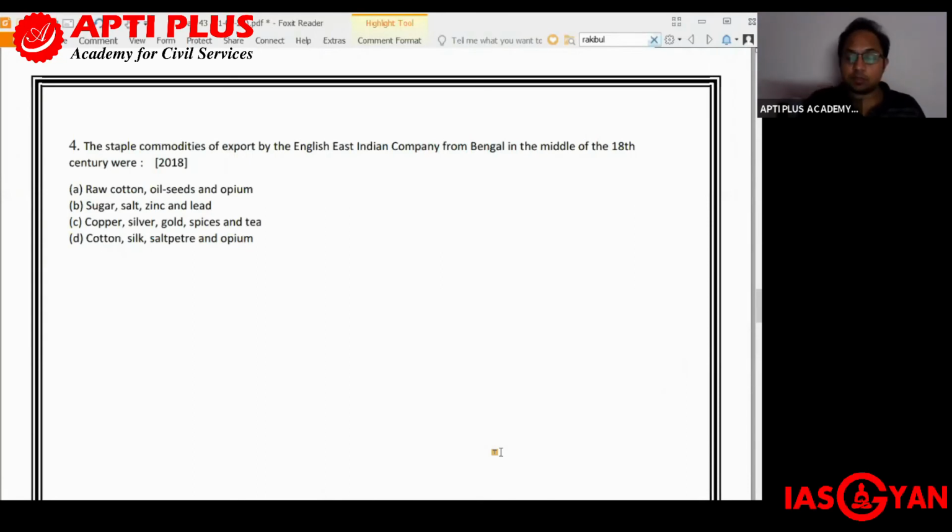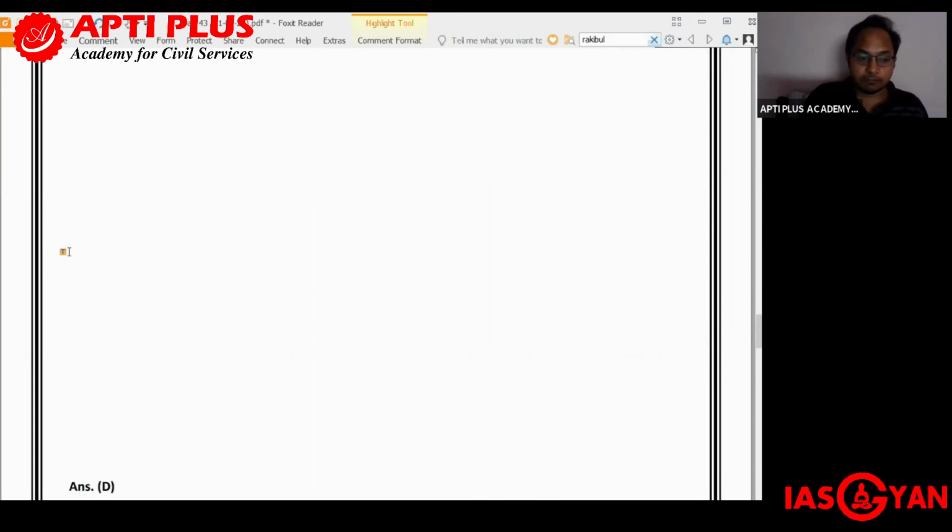The fourth question is also from 2018 prelims, and the question is asking: the staple commodities of export by the English East India Company from Bengal in the middle of the 18th century were which out of these? So out of these we get to see D should be the right answer.